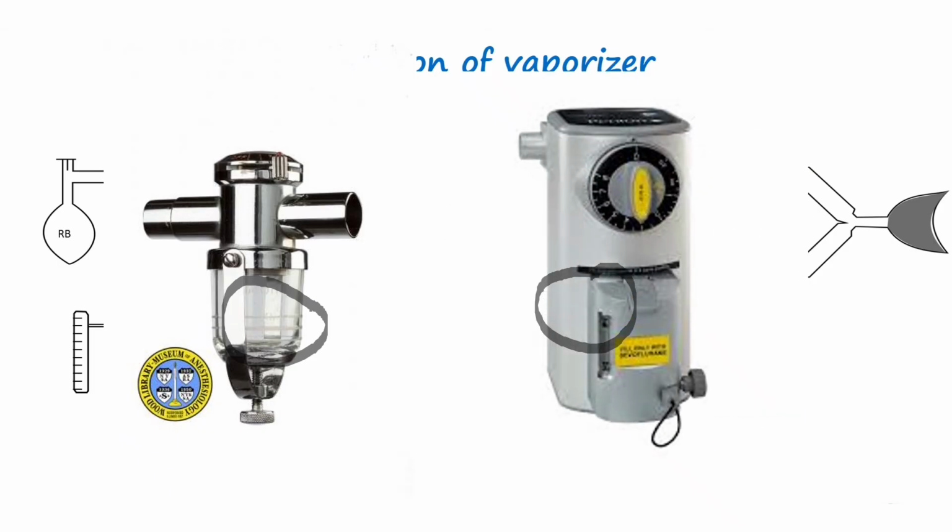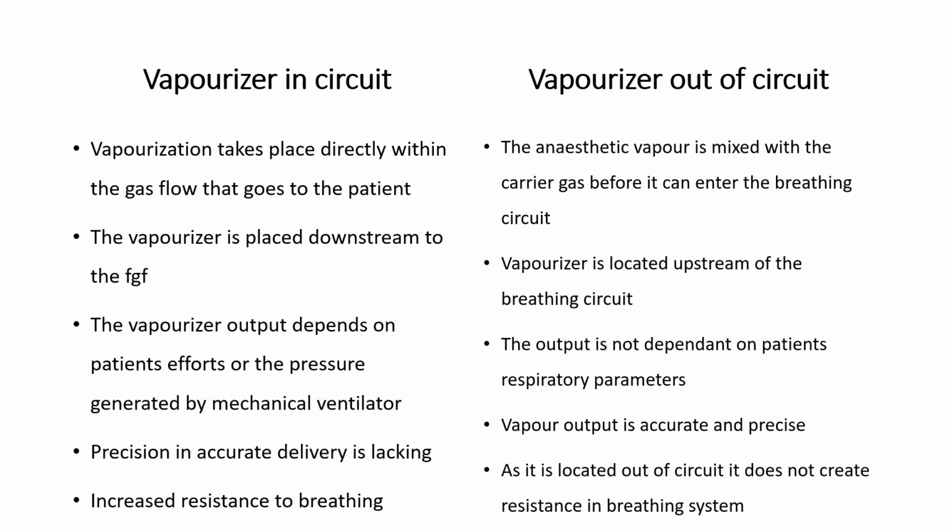With vaporizer inside circuit, the vaporization takes place directly within the gas flow that goes to the patient. The vaporizer is placed downstream to the fresh gas flow. The vaporizer output depends on the patient's efforts or the pressure generated by the mechanical ventilator. So the output is extremely variable and depends on the patient's ventilatory parameters like respiratory rate and tidal volume. Precision in accurate delivery is also lacking. As the vaporizer is located in the breathing circuit, it increases the resistance to breathing.